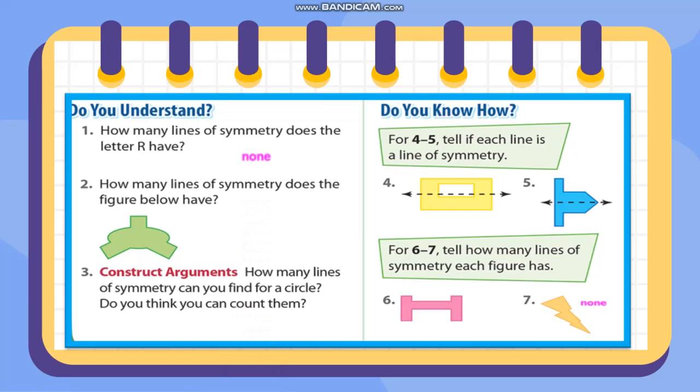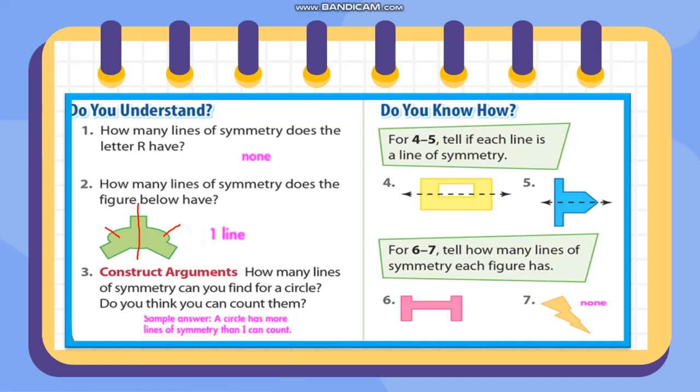Number 2, how many lines of symmetry does the figure below have? The answer is 1 line only. You simply put 1 vertical line at the center, or you can fold it at the center. So there is 1 line of symmetry. As you can see, this one and this one are identical. Next, how many lines of symmetry can you find for a circle? Do you think you can count them? A circle has more lines of symmetry than you can count, from one point to the other point. So we have a lot.